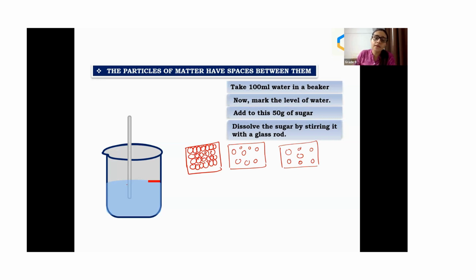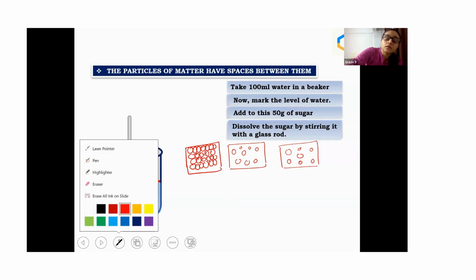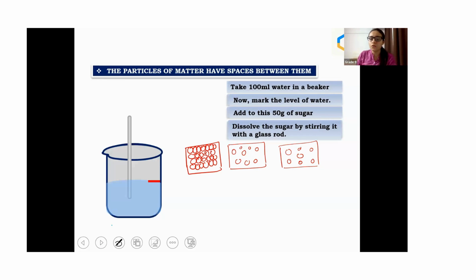So what happened when, inside the beaker, the water was there? So water has some spaces in between. So when we try to dissolve the salt or the sugar in between the particles of water, those sugar particles will come in between, or even the salt if we are taking, they will come in the spaces between the water and get dissolved inside the water. So it will not increase the volume of water, yet it gets dissolved inside the liquid.